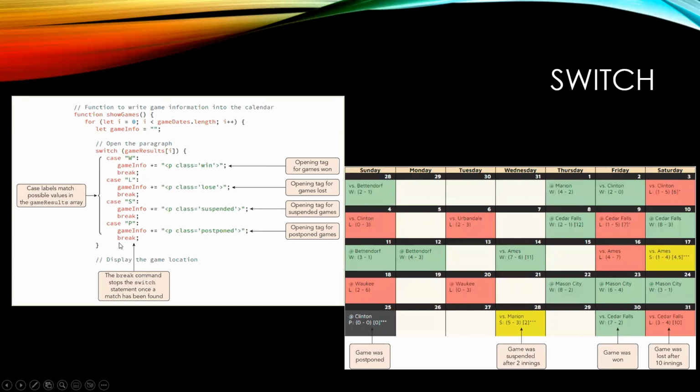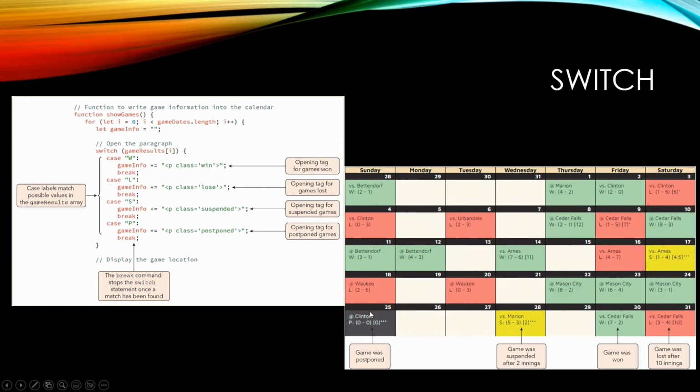Here I've got some switch statements, and it's going to add some color to my table. So if my game result is a W, I want to open a tag for games 1, and I'm going to say that I'm going to color it green. So that's what this is doing here. My second case is an L or a loss, or I can have an S for a suspend, or I can have a P for a postpone. And each one of these is doing a different color in the table.